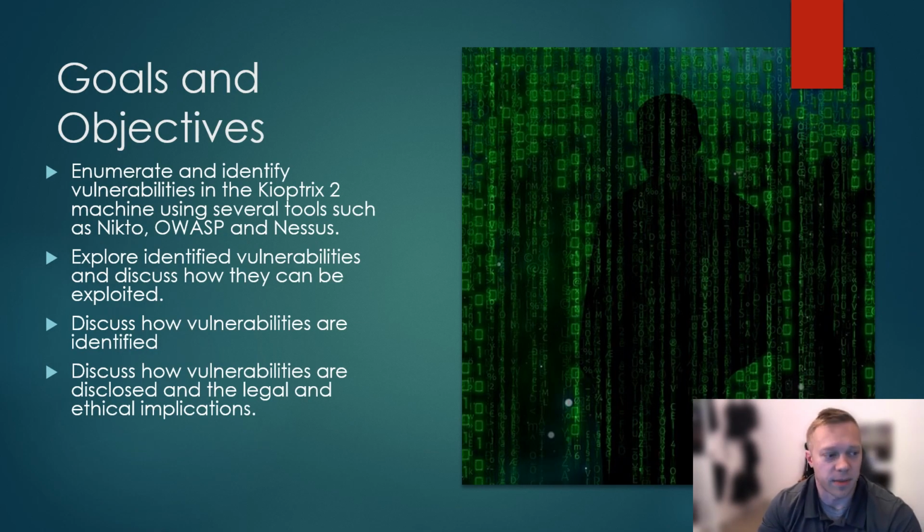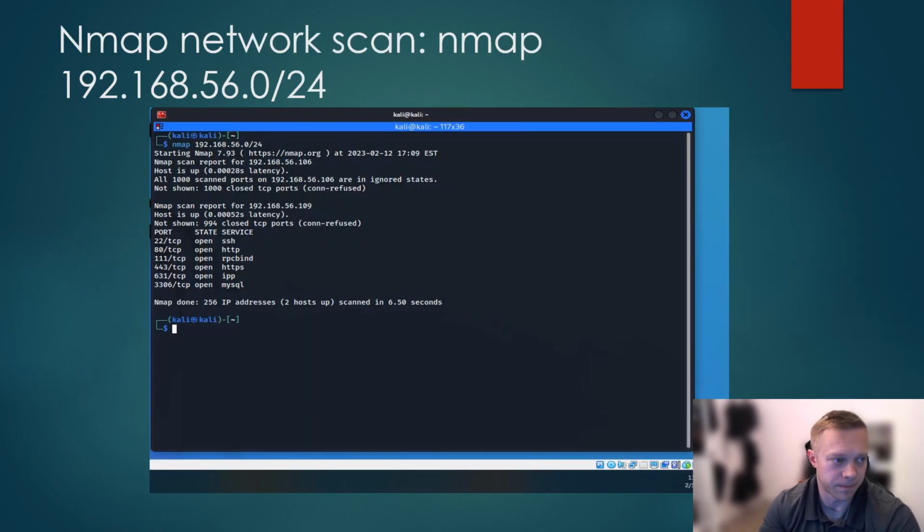Today we're going to be talking about several different topics. We're going to have some goals and objectives, one of which will be to enumerate and identify vulnerabilities in a Kioptrix 2 machine using several tools such as Nikto, OWASP, and Nessus. We will be exploring these vulnerabilities and discussing how they can be exploited, and we can also discuss how we identify them using the tools. We will discuss how vulnerabilities are disclosed and the legal and ethical implications of this.